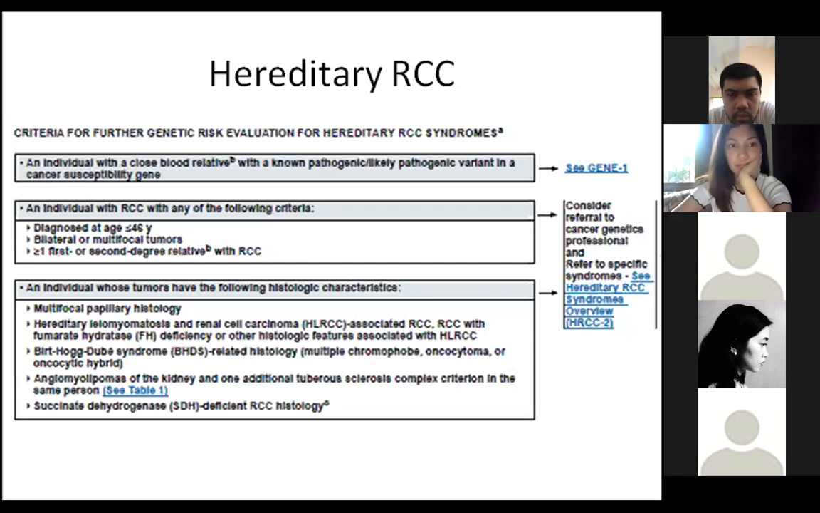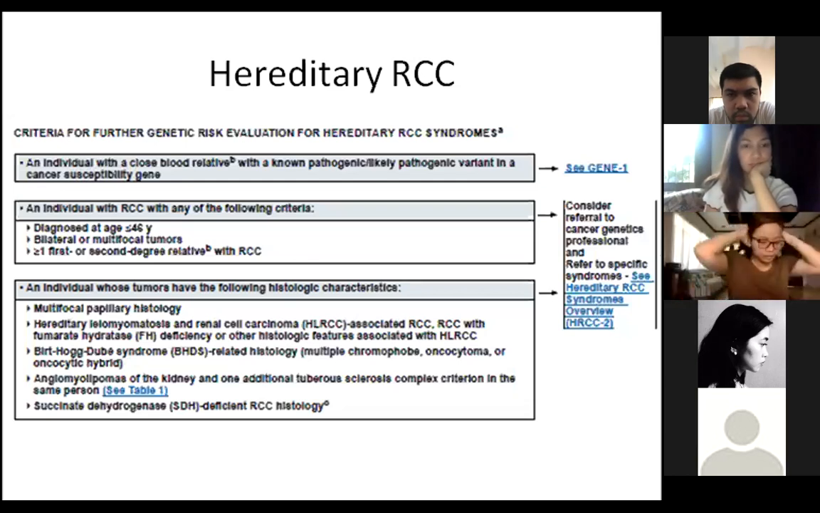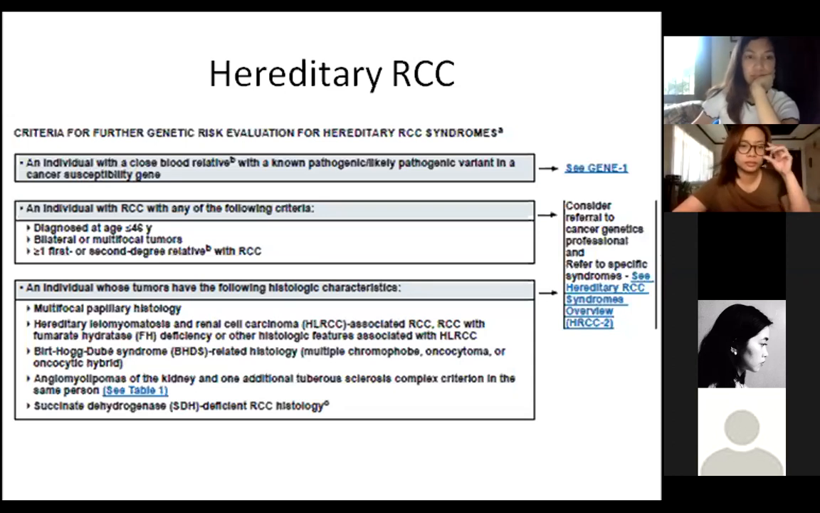And the following histologic characteristics: multifocal papillary histology, hereditary leiomyomatosis, Birt-Hogg-Dubé syndrome, which is usually related to chromophobe, oncocytoma, angiomyolipoma, and succinate dehydrogenase deficiency.